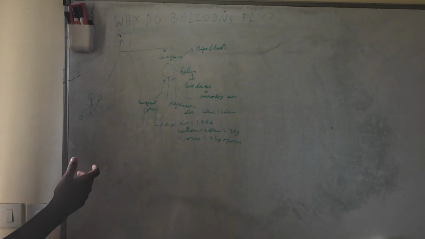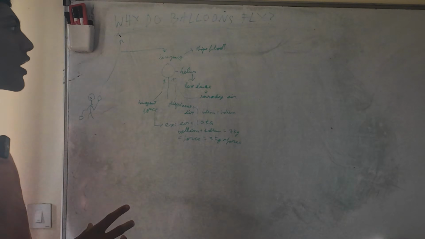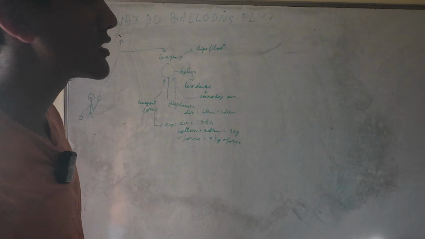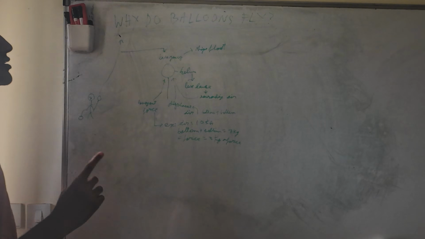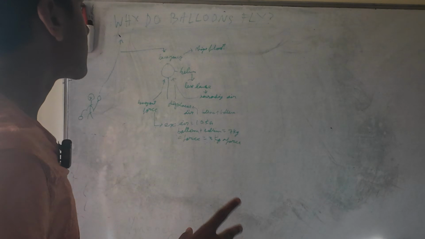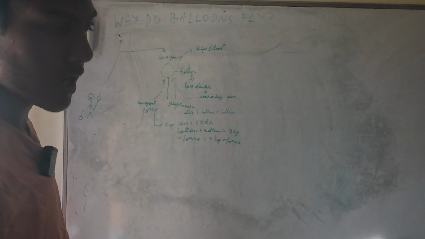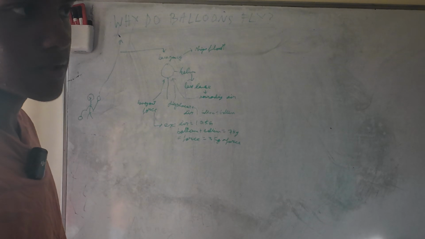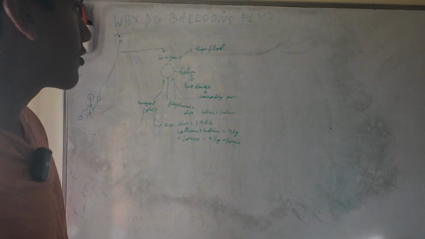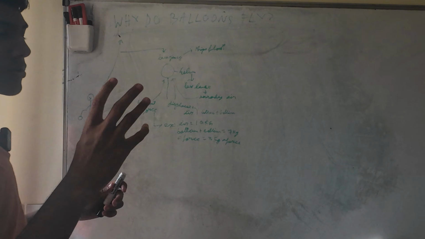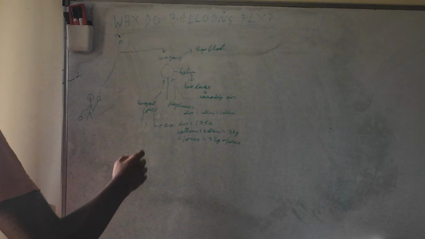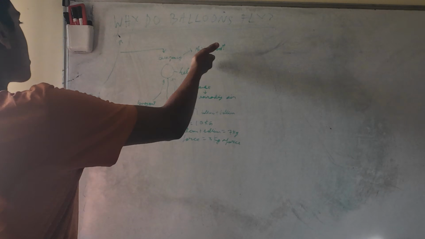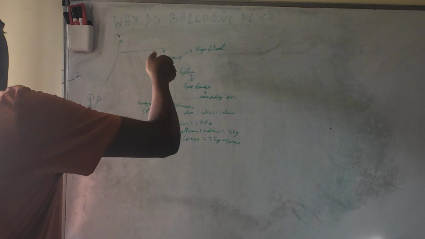So why do balloons fly, and how do they fly? Well, it's all because of this one principle called buoyancy. This is the same principle that allows those giant ships in the middle of the sea, or just in the ocean, to float. How do those big ships float on the water? It's the same exact principle, buoyancy.